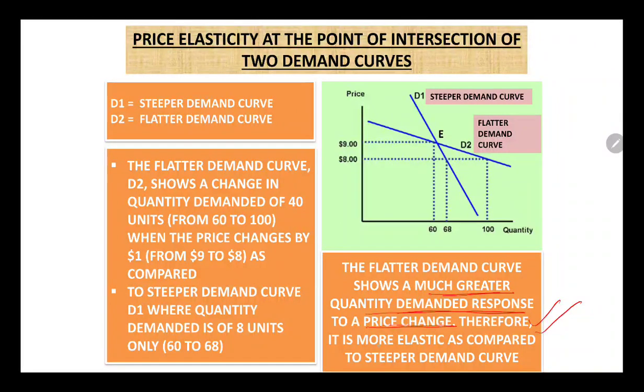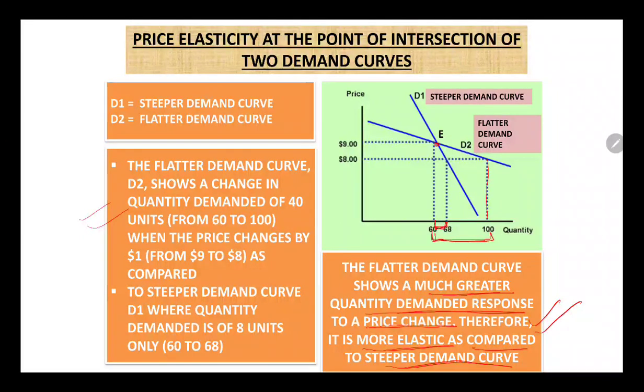Therefore, it is more elastic as compared to the steeper demand curve. And why is it so? Let's first see the flatter demand curve, which is D2. The change in quantity is 40 units. We are seeing this from the point of intersection, 60. So from 60 there is a change over here on D2. There is a change of how much? 40 units. And now let's see the change in the steeper curve. It's only a change of 8 units, from 60 to 68.